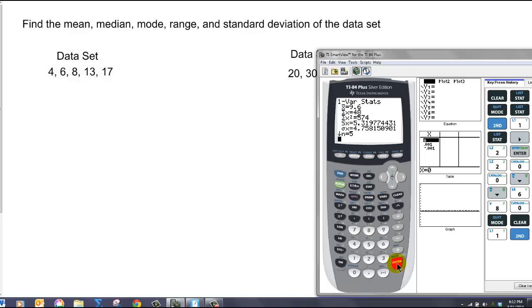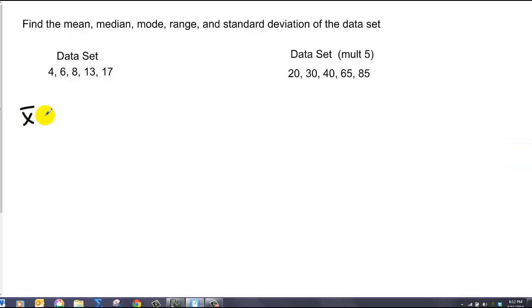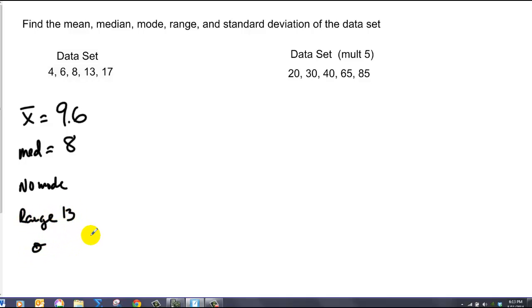Once again, we get those same values of the average being at 9.6, our median was at 8, no mode. We had a range of 13 and a standard deviation of 4.76.